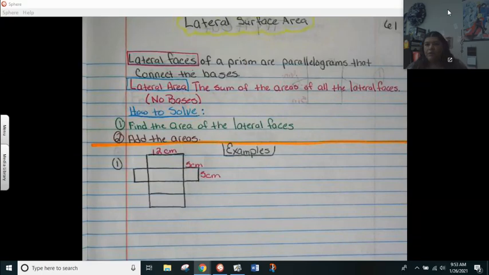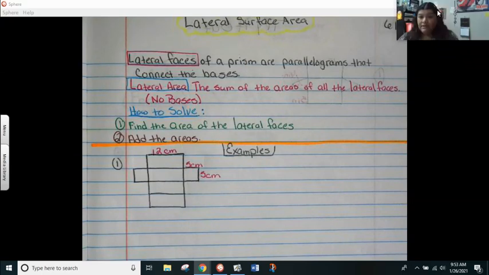Hey guys, we're going to be doing surface area again, but it's going to be a little bit different. This is lateral surface area, okay? So go ahead and press pause, copy down the instructions here on the top. You can go ahead and copy down the first example and then press play when you are ready.